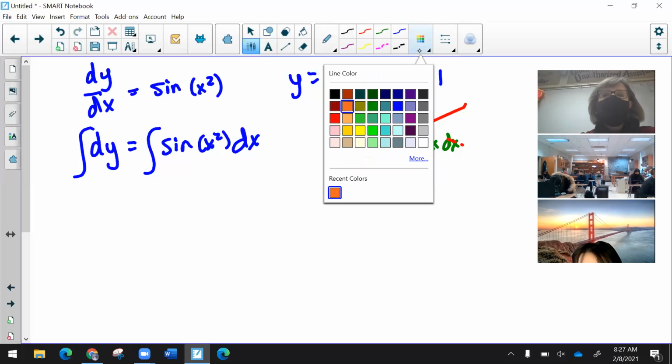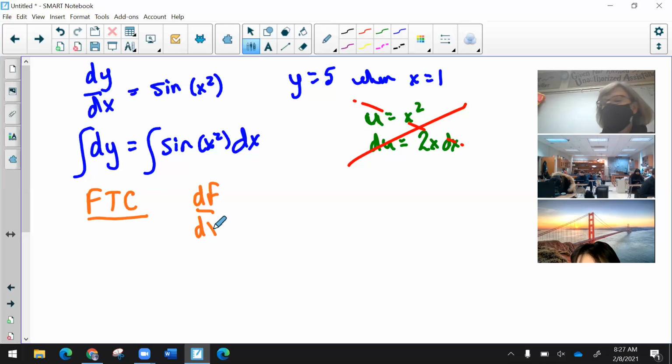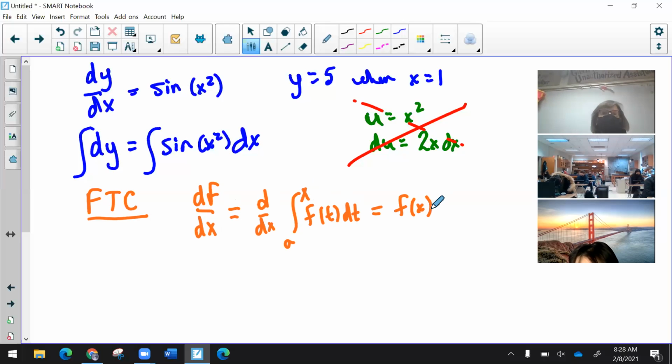But let's back up a little bit, and let's talk about the fundamental theorem of calculus, which is there for a reason. The fundamental theorem of calculus says that df dx is equal to d by dx times the integral from a to x of f of t dt, and that's equal to f of x, little f of x.